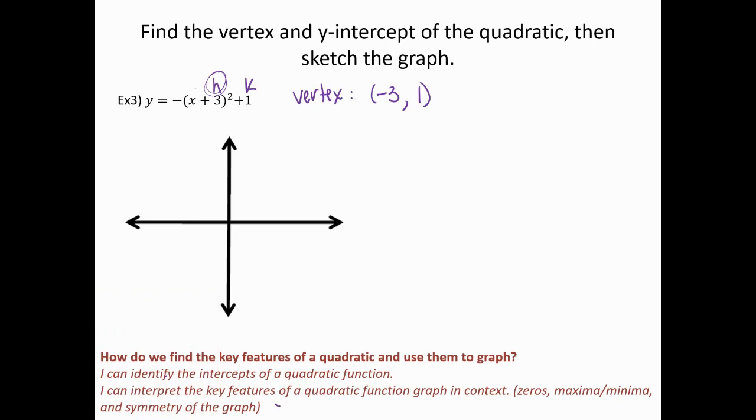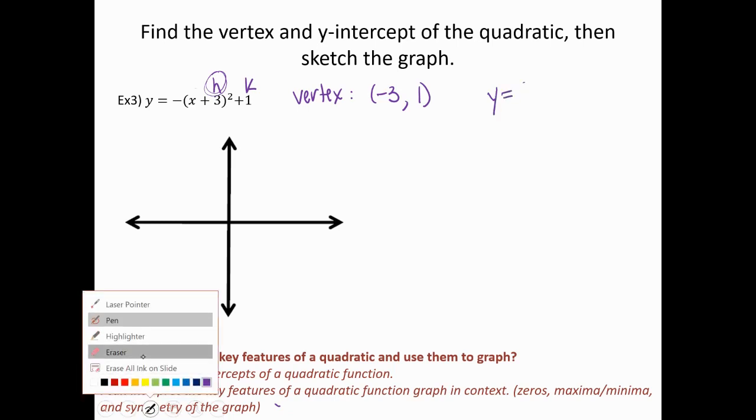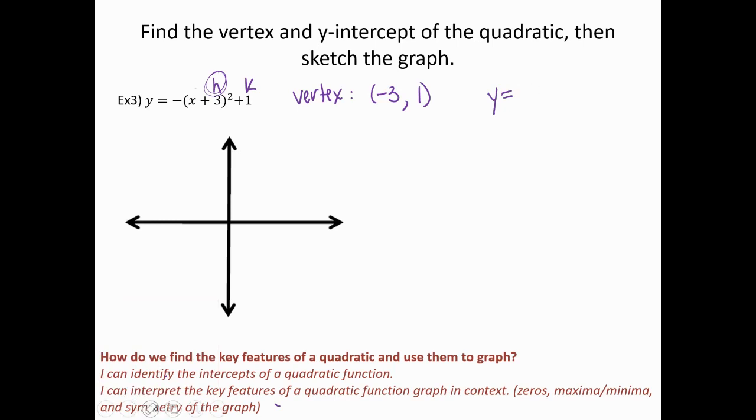We're also supposed to find the y-intercept. A reminder, if we're finding the y-intercept, we're going to plug in 0 for x. So I have negative, then parentheses, 0 for x, plus 3 squared plus 1. This one is going to be a little different. Our 0 isn't going to affect our problem as much. So 0 plus 3, order of operations, parentheses first. 0 plus 3 is 3.